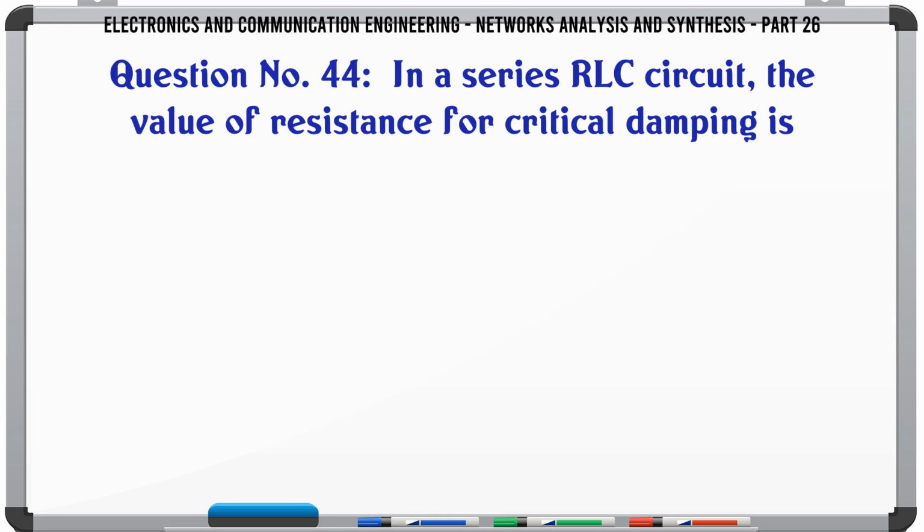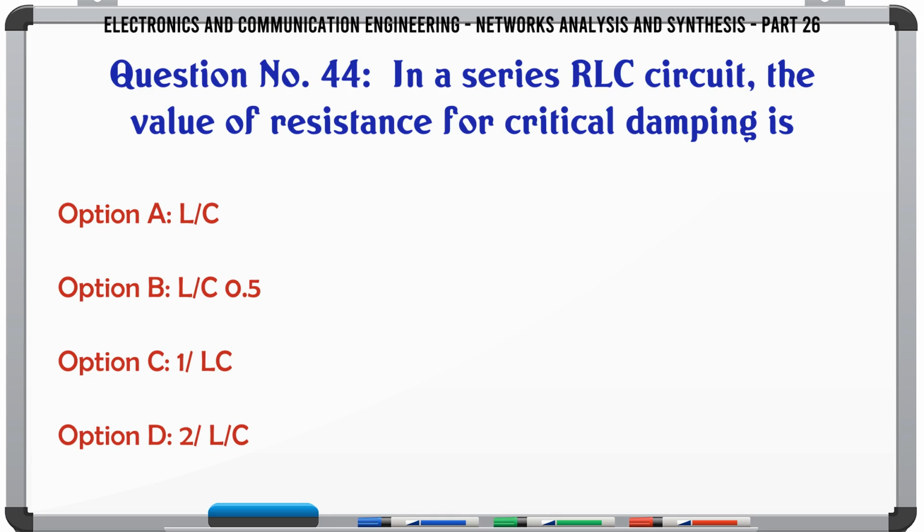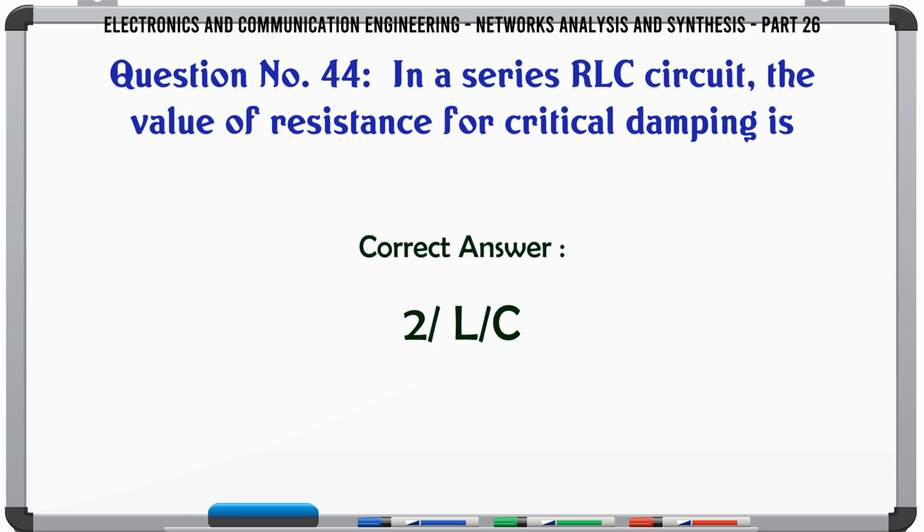In a series RLC circuit, the value of resistance for critical damping is A. √(L/C), B. 0.5√(L/C), C. 1/√(LC), D. 2√(L/C). The correct answer is 2√(L/C).